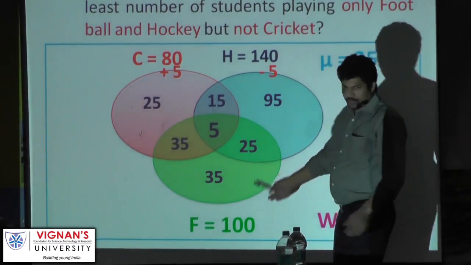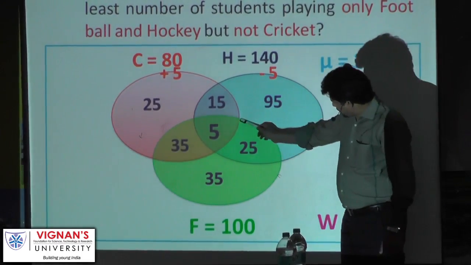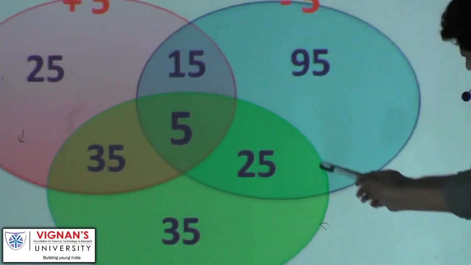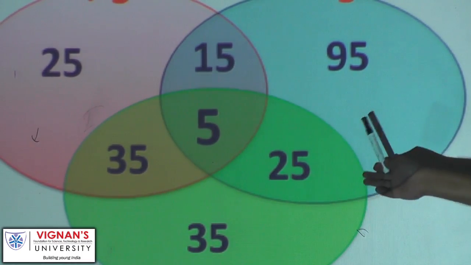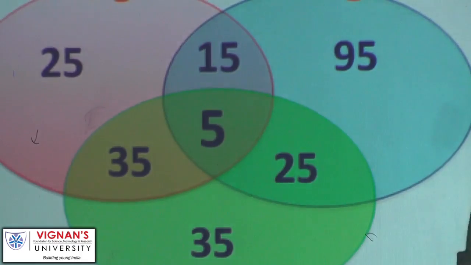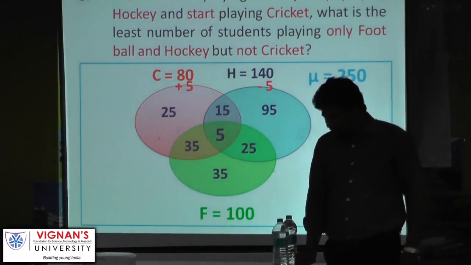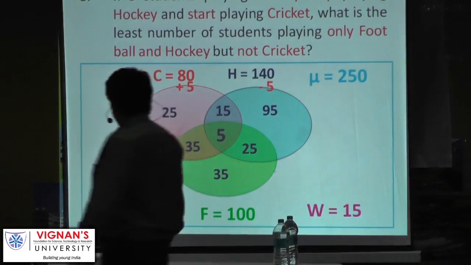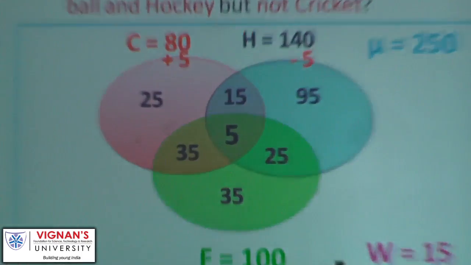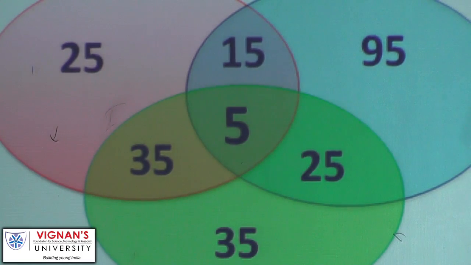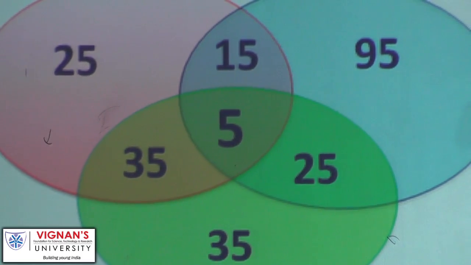Hockey, football, right? This 25, this region is called only football and hockey but not any other game. There is no other game. So how many are playing right now only football and hockey? 25. Now if 5 players who play hockey stop playing hockey and start playing cricket, what would be the least number possible?